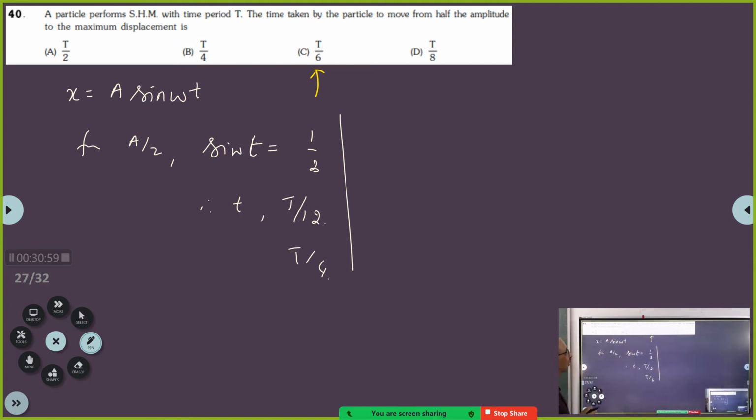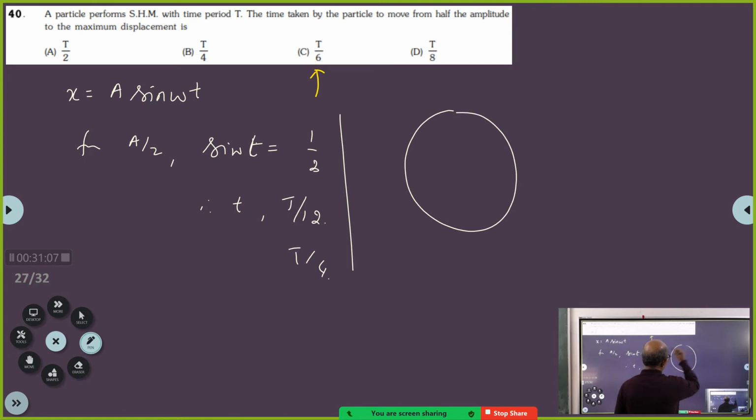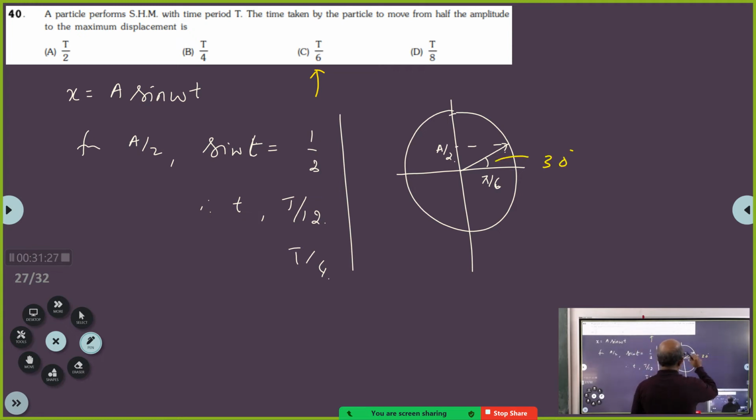Okay, now you see. Time taken for the particle to move from half the amplitude to the maximum displacement. So if this is pi by 6, then the amplitude is going to be a by 2. Correct? So this is 30 degrees. They have told move from half amplitude to maximum displacement. So maximum displacement is this. Now you divide this into 2. That is 30 degrees, 30 degrees, 30 degrees.